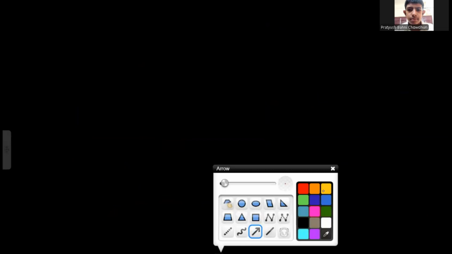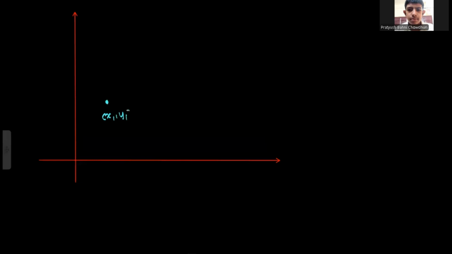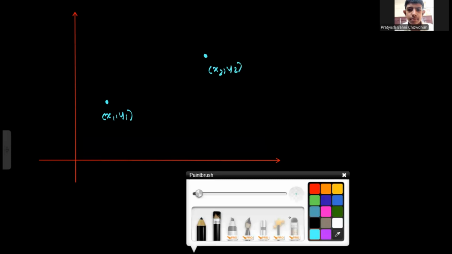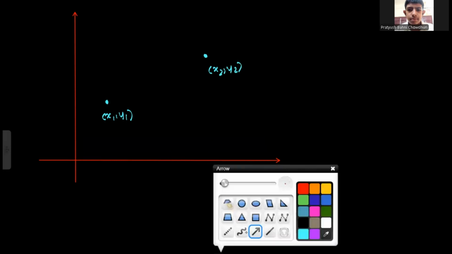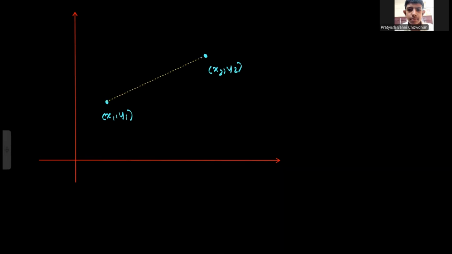Now see. This is the y-axis. The x-axis. A point is here. It has coordinates x1, comma y1. Okay. And the point is here. It has coordinates x2, comma y2. Okay. What we need to find is the distance between these points.